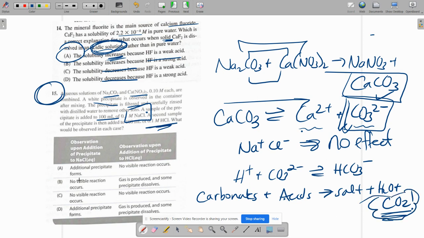So let's see what set of conditions fits best. It looks like letter B, no visible reaction would occur when we added the sodium chloride. So this guy's out, this guy's out. And then it says gas is produced and some precipitate dissolves. So I would say B is a match because you would make the CO2, but just the same, you are also lowering the CO3 2- ion concentration. So it definitely would cause the precipitate to dissolve. So B, all that reading and all that description, B is definitely the right answer.